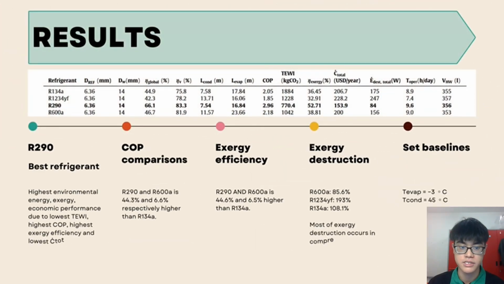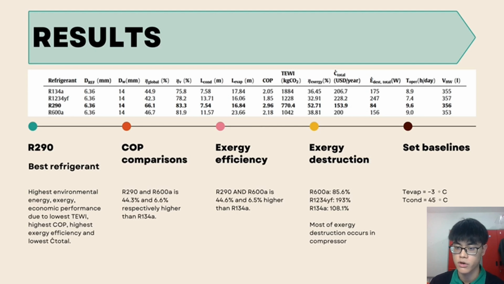Based on these methods, the best refrigerant is R290 as it has the highest environmental, energy, exergy, and economic performance. It should be noted that R290 and R600A have higher COP by 44.3 and 6.6% than R134A, and higher exergy efficiency by 44.6 and 6.5% than R134A.